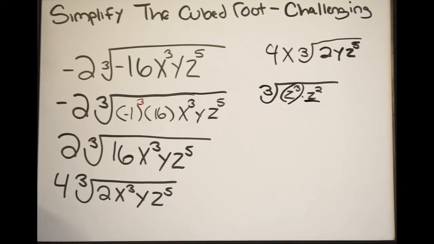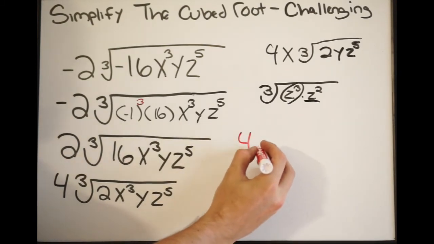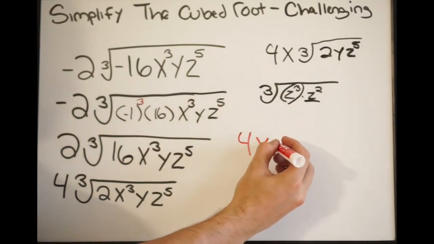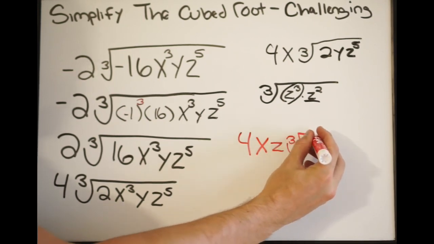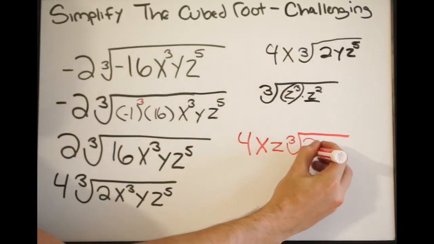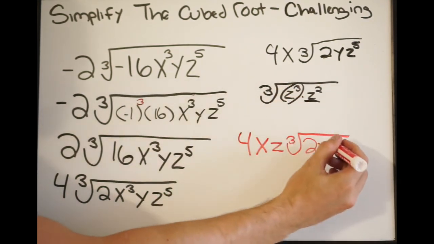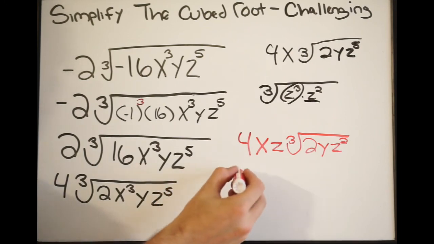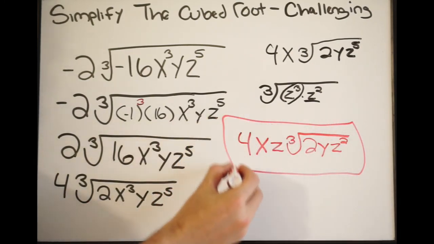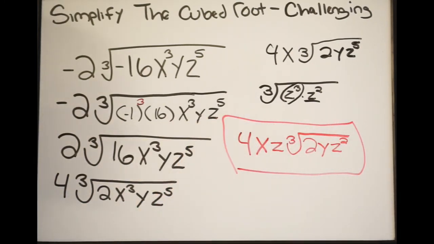Just rewriting it, we're going to have 4x, again the z can come out, and then we're going to have the cubed root of, and then we'll have 2y, and then z squared. Again, that stays behind. This here is going to be our final answer. Okay, and that is it.